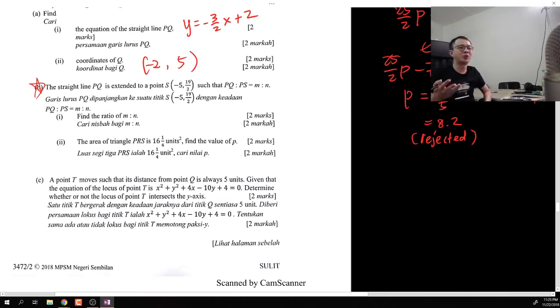When we need to plus minus, you plus minus when you have the modulus. For example, modulus A equals to 5, then A equals to plus minus 5. Whenever you expand the modulus, you will get the plus minus.